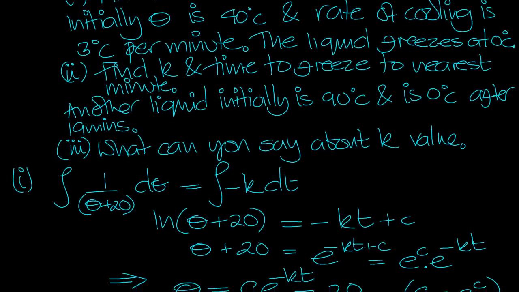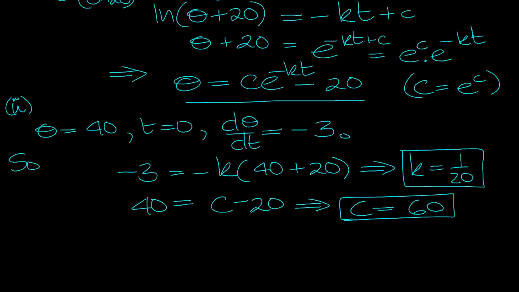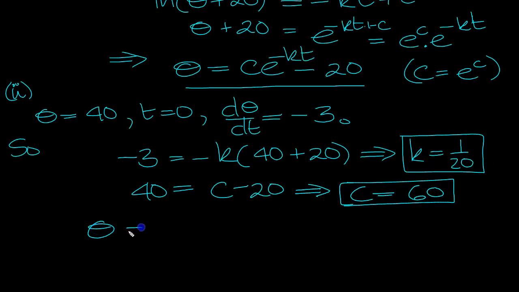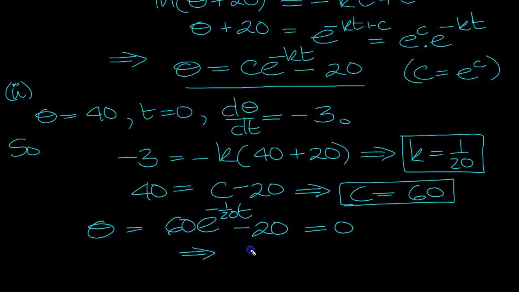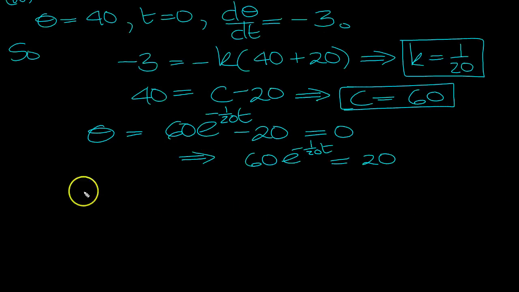So, find the time taken to freeze to the nearest minute. So theta is equal to C, which is 60, e to the minus k, which is 1 over 20, times t, minus 20. Find out when theta equals 0 then. 60 e to the minus 1/20th t is equal to 20. And that then tells us that e to the minus 1/20th t is equal to, move the 60 down, 20 over 60 is a third.